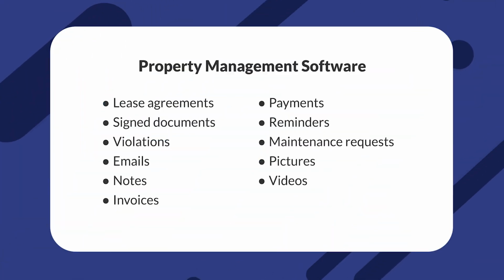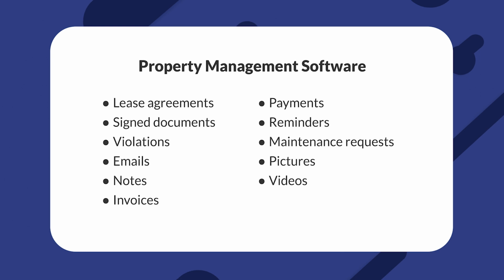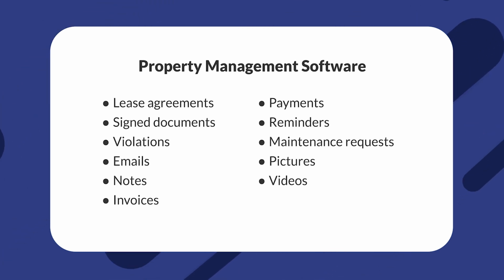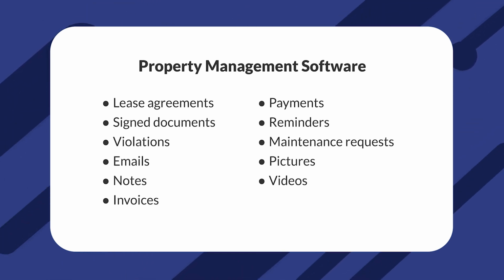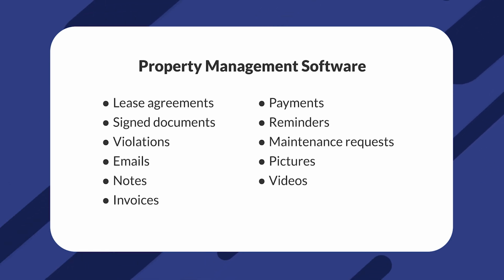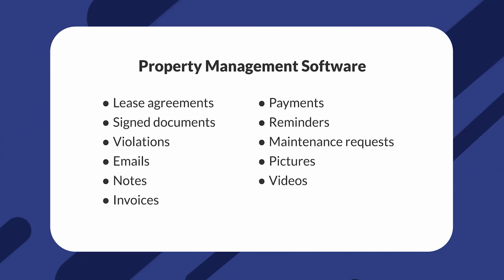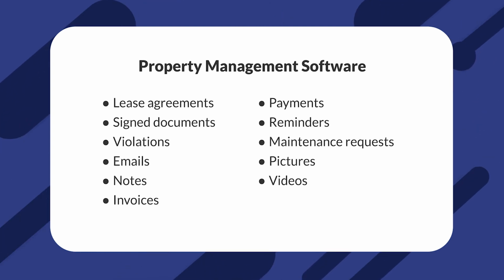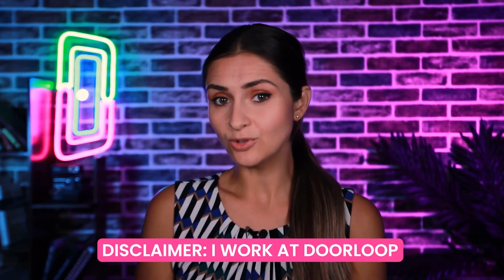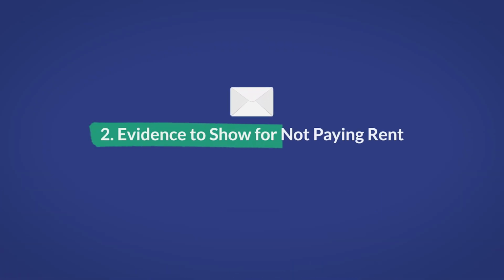PMS. Use a property management software to save everything from lease agreements signed, documents, violations, emails, notes, invoices, payments, reminders, maintenance requests, pictures, videos, and anything you can imagine. This is used best when you can scan every document into your software. For example, DoorLoop is a great option. Number 2, evidence to show for not paying rent.